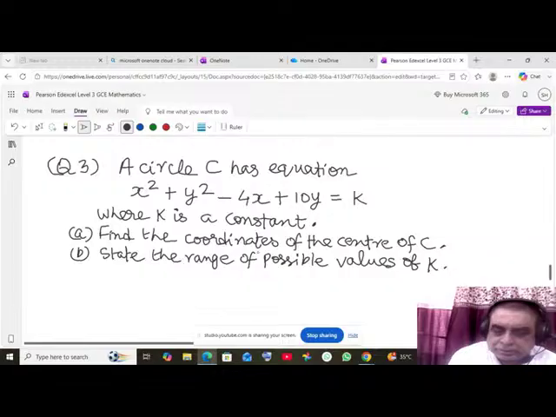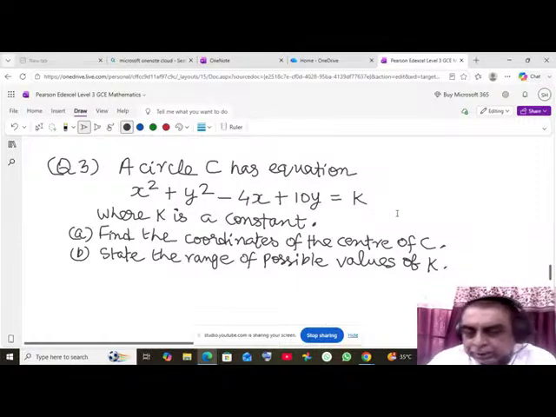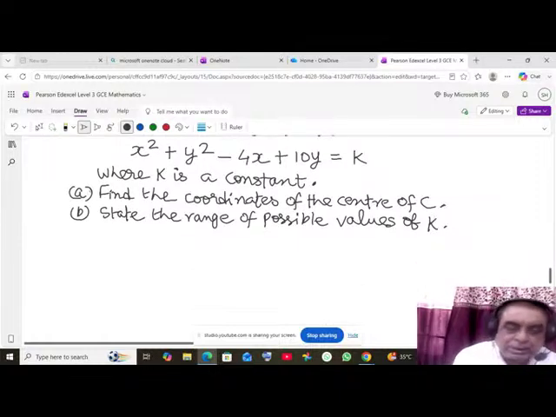In the first part, part A, you are asked to find the center of the circle whose equation is given. That circle is denoted by the capital letter C. In part B, state the range of possible values of k. What is the possible value of k? You have to write the range for this k value. Okay, now I am solving this question.